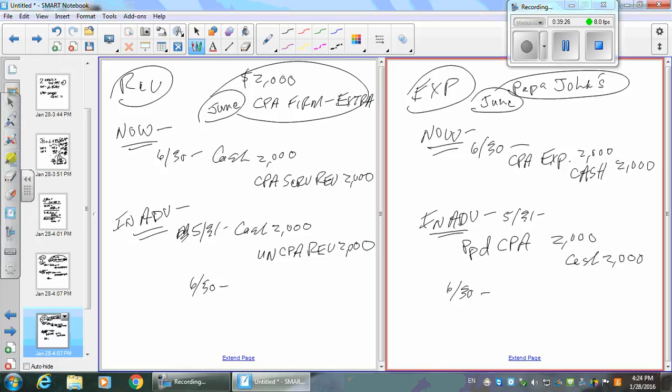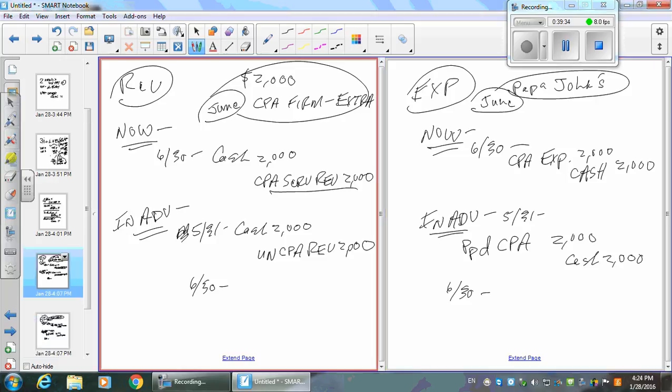Okay, so let's do the CPA firm. If they did the services, what do they have now? Revenue. They have service revenue. Here we have service revenue when we do the services. Guess what we have down here when we do the services? Service revenue. Guess what we're going to have if it's going to be paid later and we accrue it? We're going to have service revenue because we provided services.